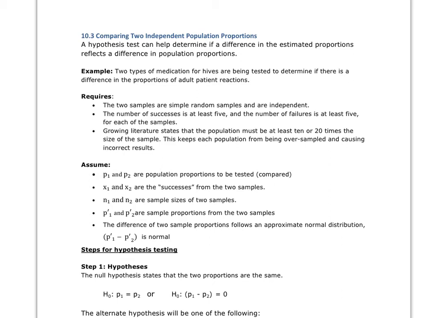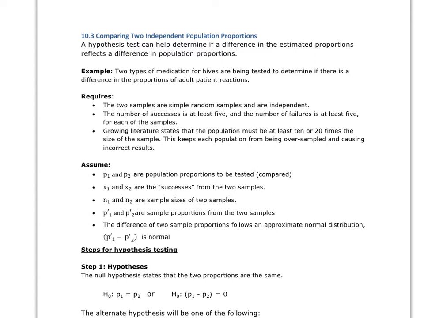Okay, so now we're going to move on to section 10.3 where we're comparing two independent population proportions. So this is a hypothesis test that can help determine if there's a difference between proportions from a population. So let's look at an example. Suppose there's two types of medication for hives and they're being tested to determine if there's a difference in the proportions of adult patient reactions.